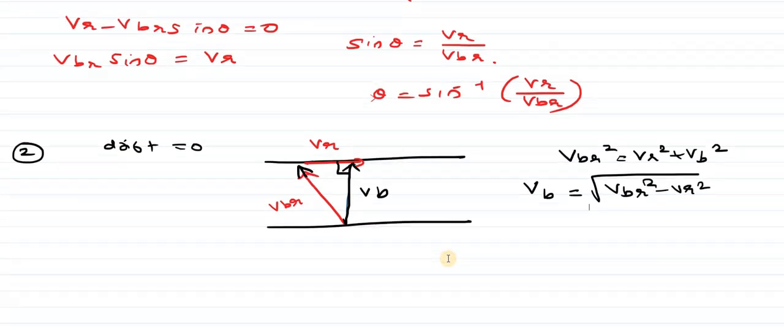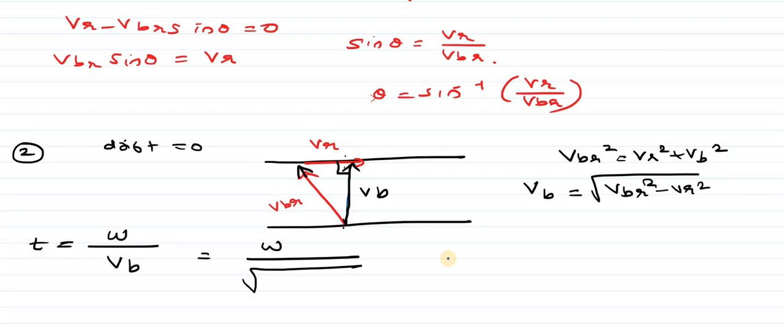Clear? So now at this point when drift equal to 0, what is the time taken? Time taken is W by this VB. What is the velocity along vertical direction? This is VB. So W by what is VB? It is the square root of VBR square minus VR square. Is that clear? This is very important. All of you remember that.